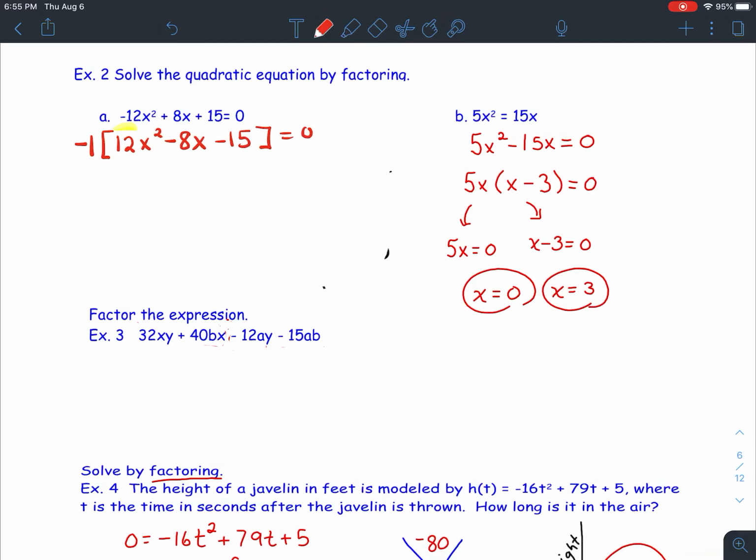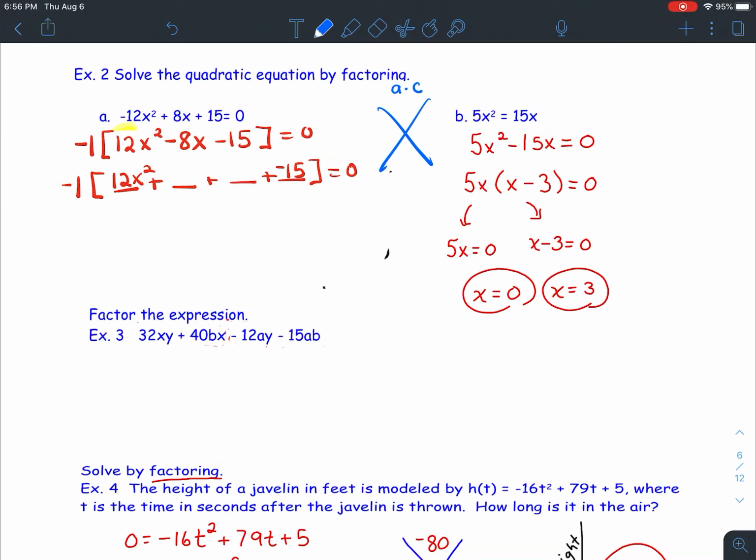Well, this is a trinomial, and I'm going to look closely and see, oh okay, the lead coefficient here is not a 1. So that tells me I need to do factoring by grouping. So I'm going to keep my -1. Inside the brackets, I'm going to draw those 4 blank lines. I'm going to put the first term on the first blank, the last term on the last blank, and then I'm going to come over here and make one of those X charts.